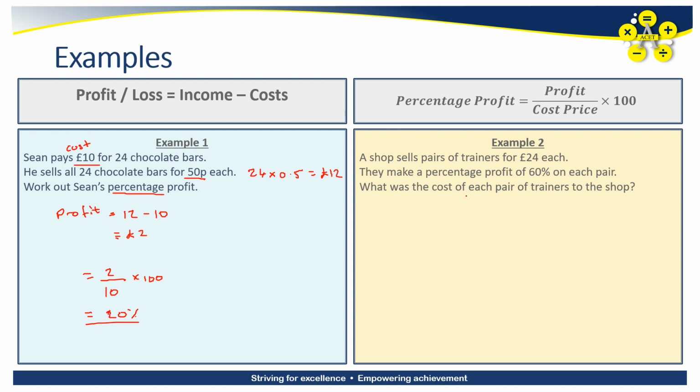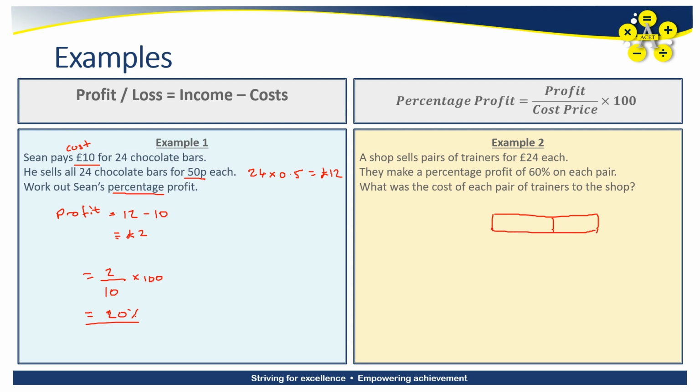Should we go for example 2 then? So a shop selling pairs of trainers for £24 each. They make a percentage profit of 60% on each pair. And we want to know what the cost is. So this is slightly different because we've already got the endpoint and we want to know what the original is. So what I'm going to consider is what that £24 is. And I'm going to use a bar model just to try and illustrate what we've got.